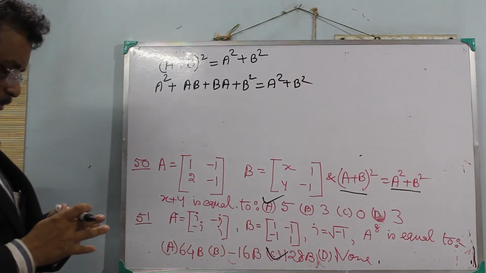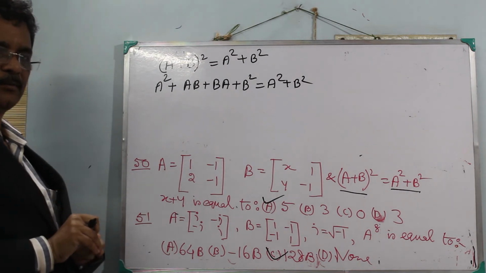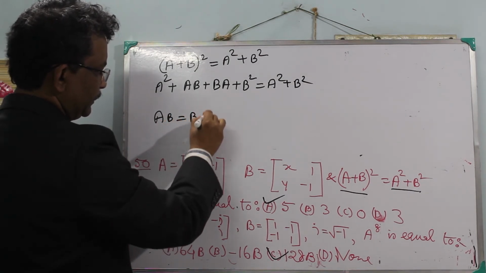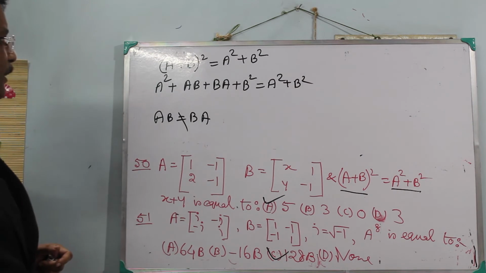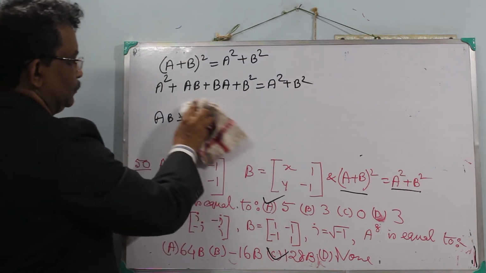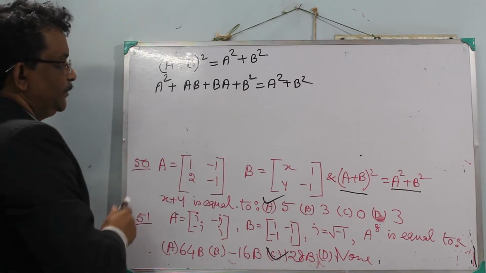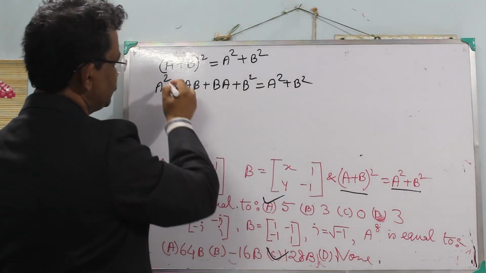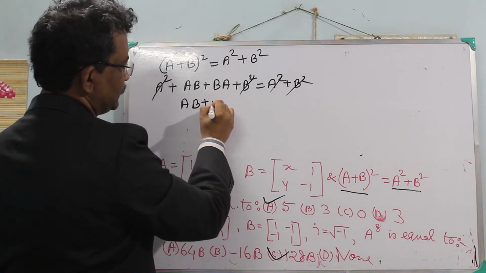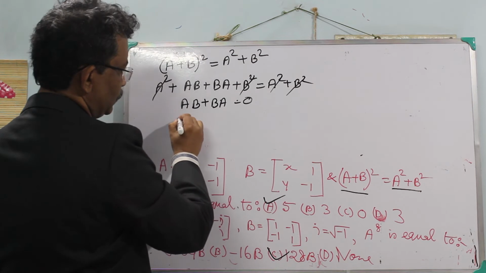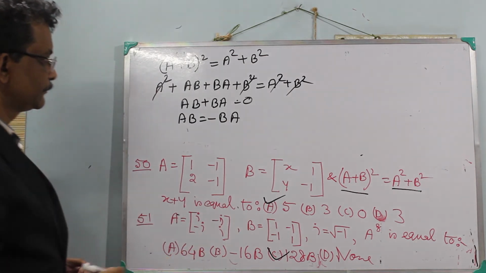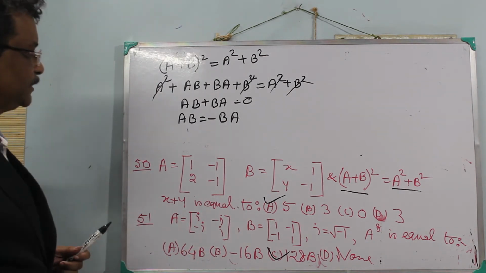I cannot write A square plus 2AB plus B square in the case of matrices, because AB is not equal to BA. These two are different, so I have to write AB and then BA. A square cancels, B square cancels, so AB plus BA equals 0, or AB equals minus BA.